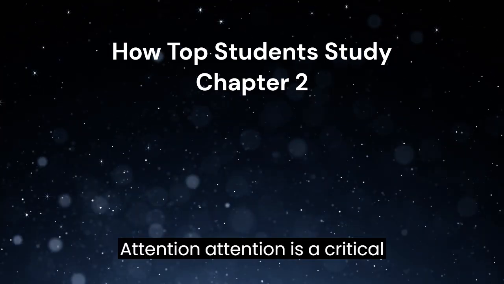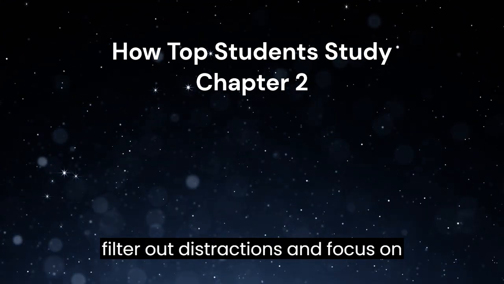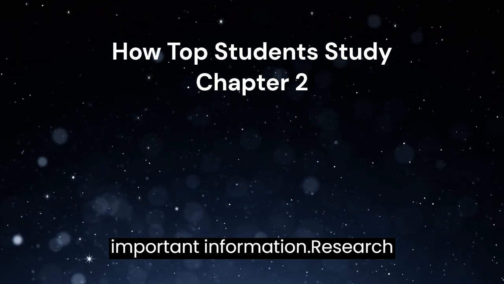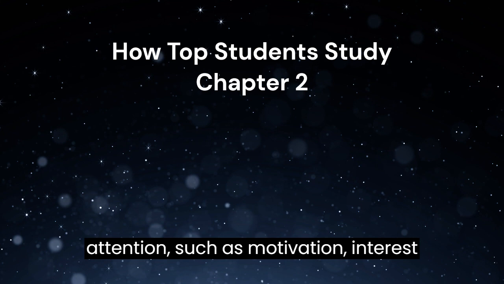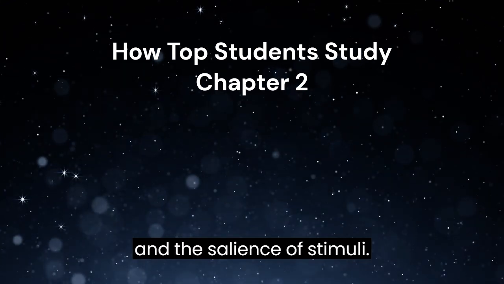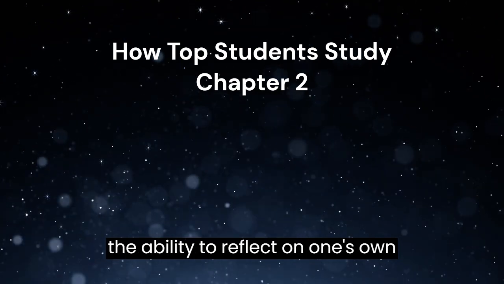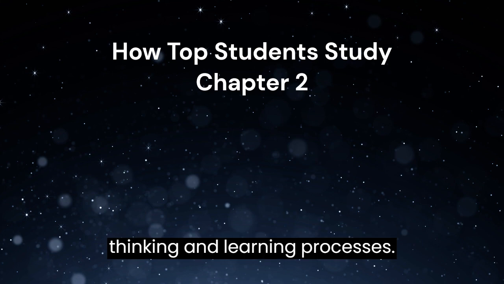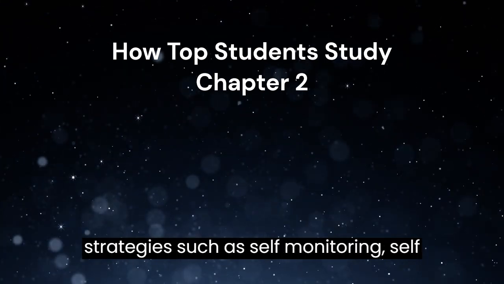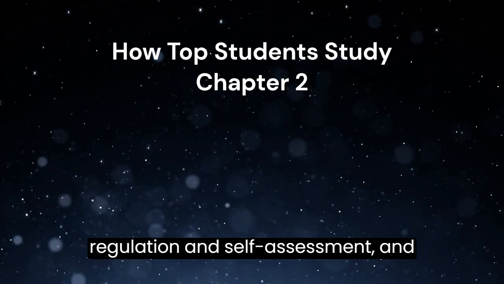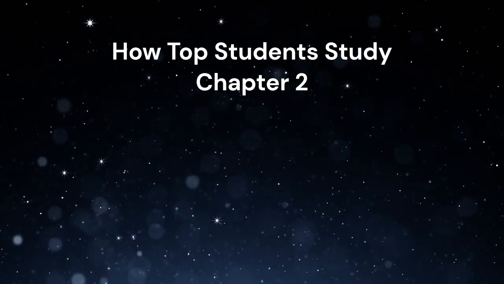Attention. Attention is a critical component of learning, as it helps to filter out distractions and focus on important information. Research has examined the factors that influence attention, such as motivation, interest, and the salience of stimuli. Metacognition. Metacognition refers to the ability to reflect on one's own thinking and learning processes. Researchers have studied metacognitive strategies such as self-monitoring, self-regulation, and self-assessment, and their impact on learning outcomes.